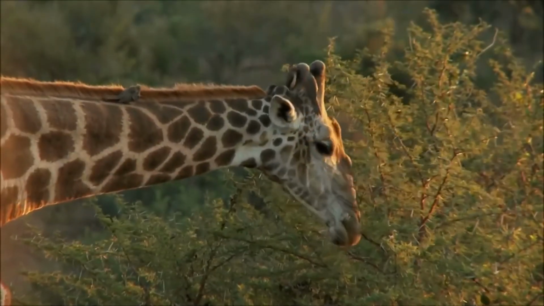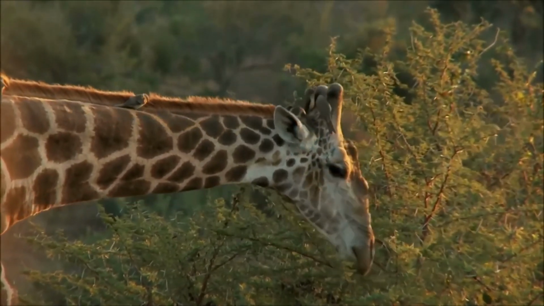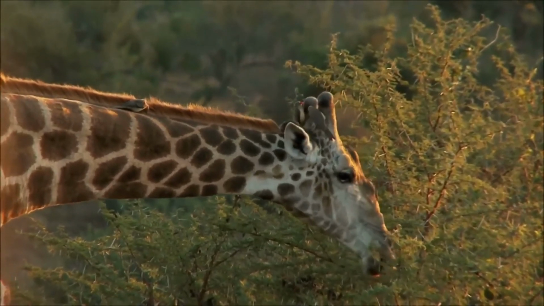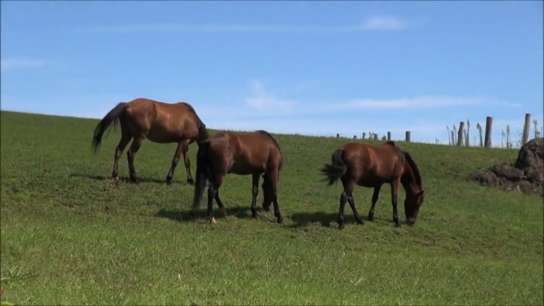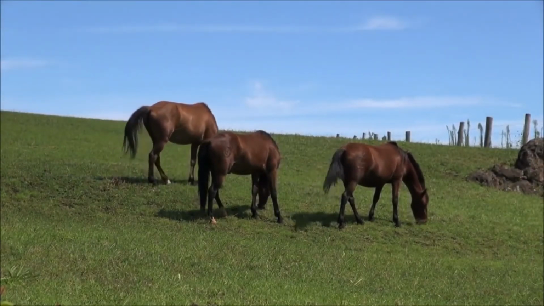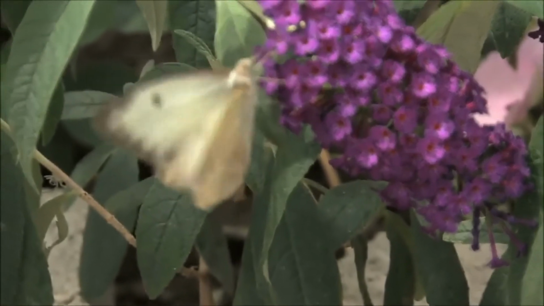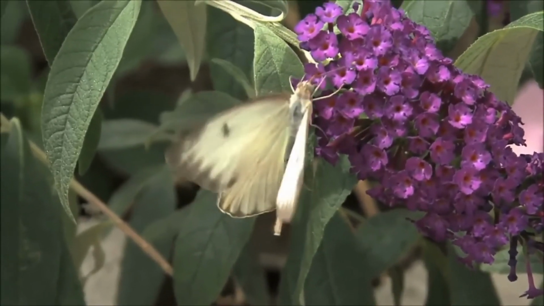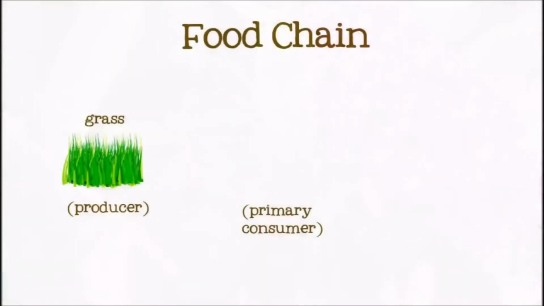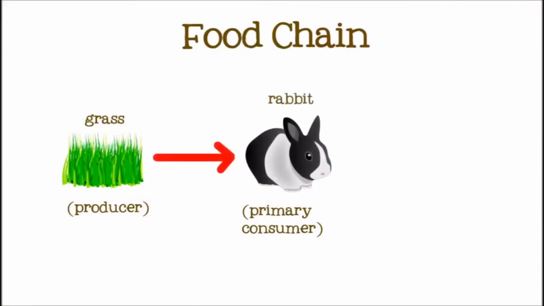When an animal eats plants, some of the energy the plant captured from the sun is transferred into the animal's body, where it is used for things like moving, breathing, and growing. An herbivore is called a primary consumer. Primary means first, because an animal eating plants is the first consumer in the food chain. Let's add a rabbit to our food chain.